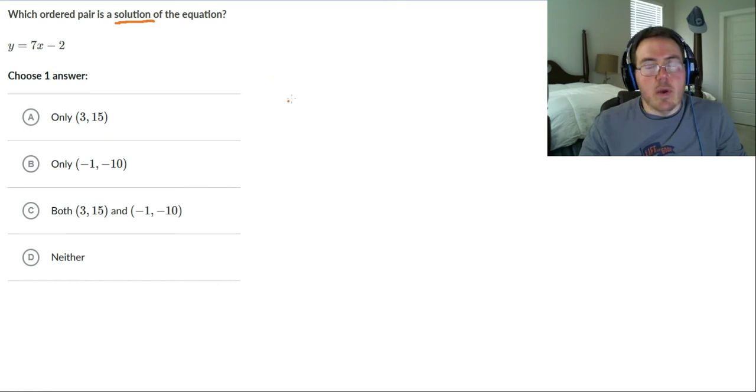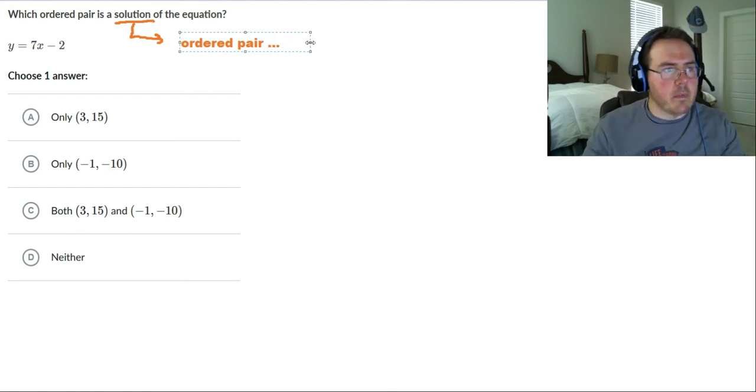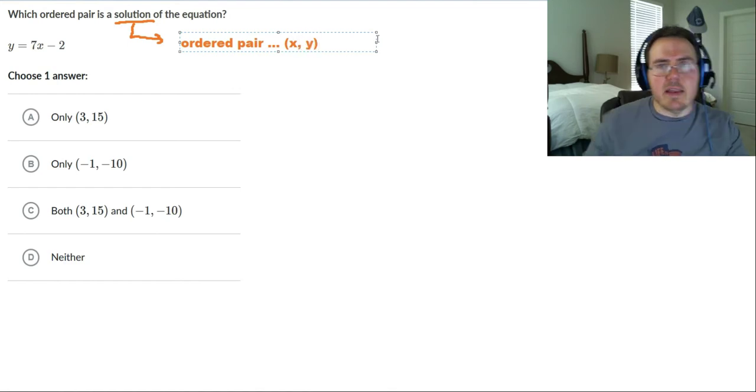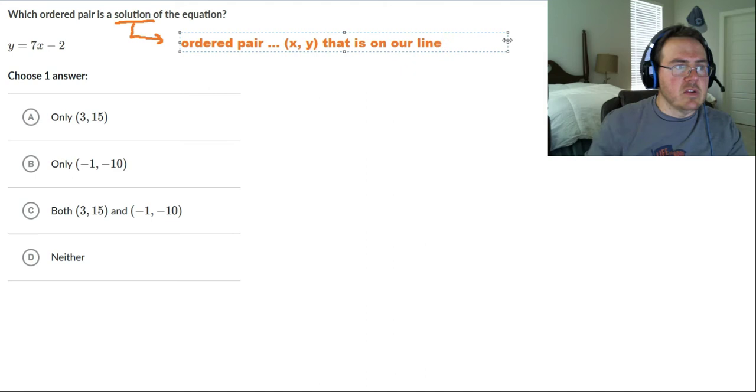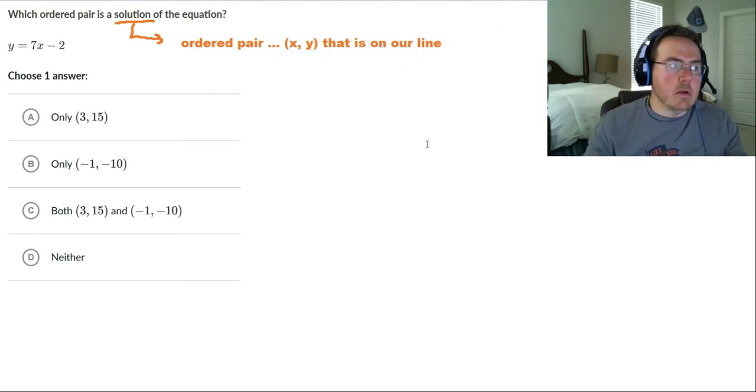Solution. Okay, so in this context, a solution is going to be an ordered pair. That means an x and a y value that is on our line, basically. So there are lots of solutions, and we're just going to be testing some of them here.